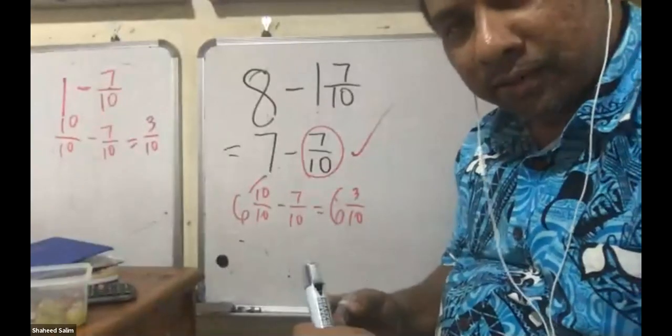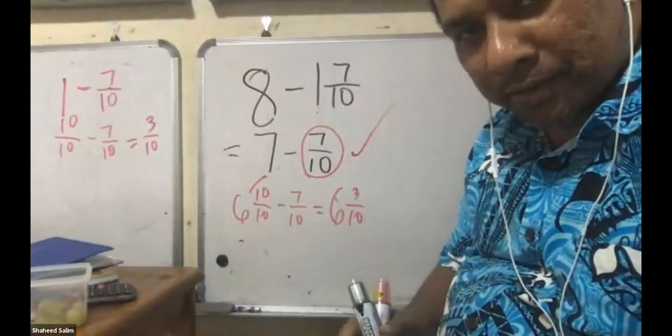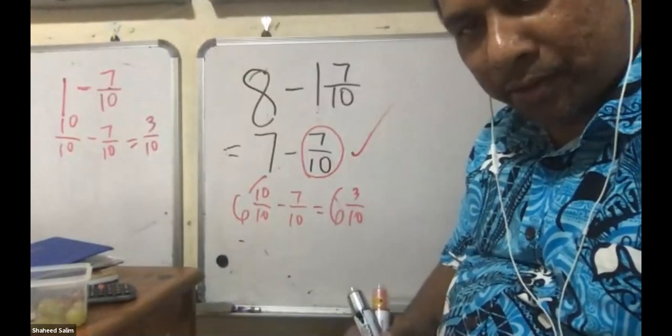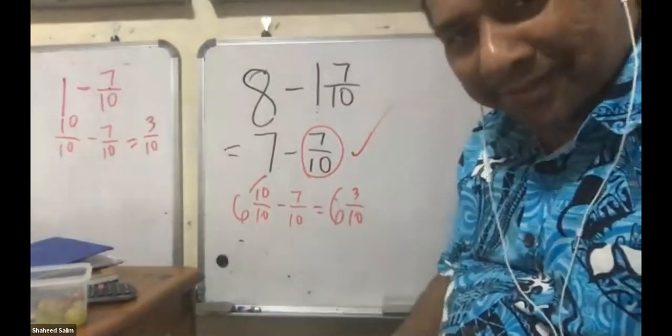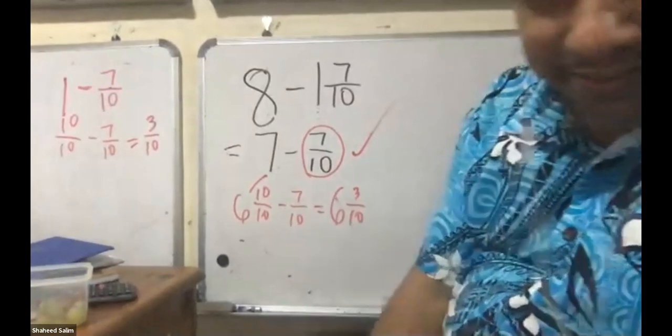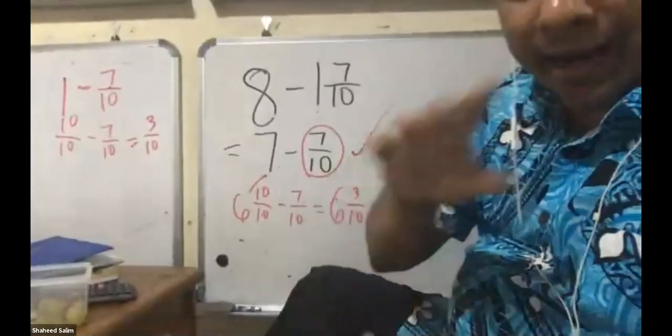What's your answer? Cannot hear you. Shafia, cannot hear you. 3 whole 3 over 10. Yeah, correct. So now let us try step by step.